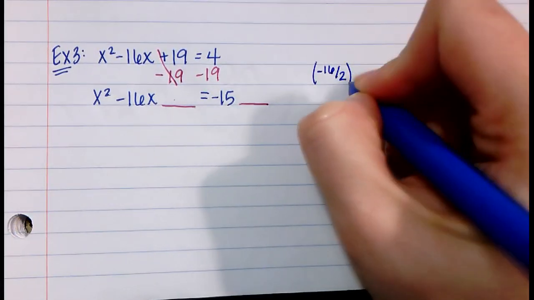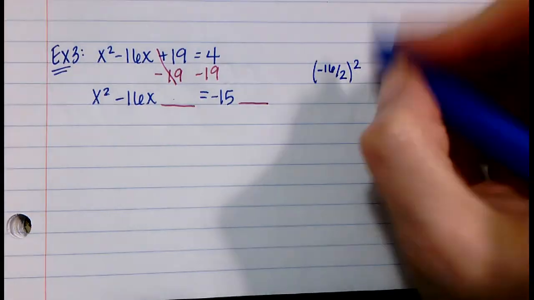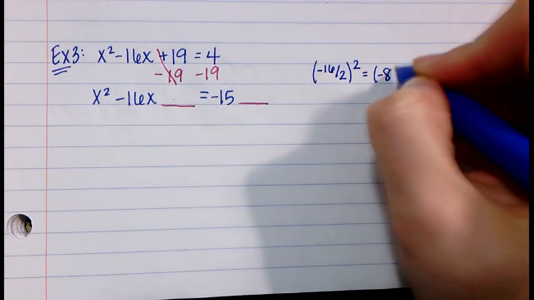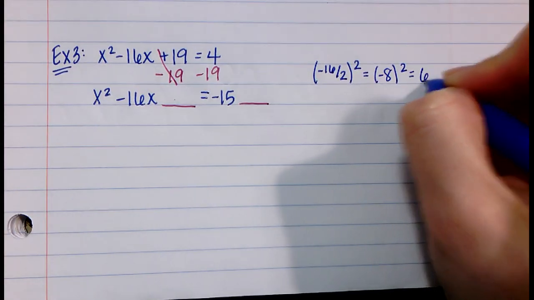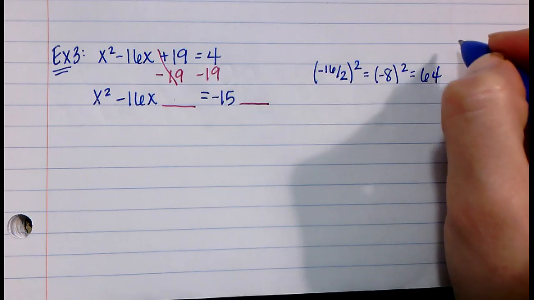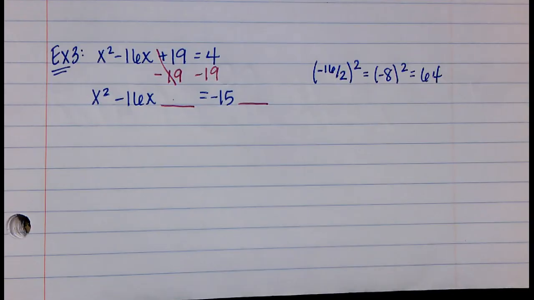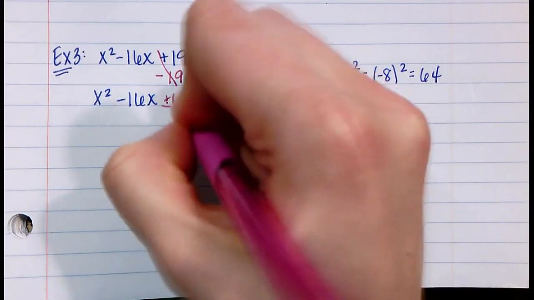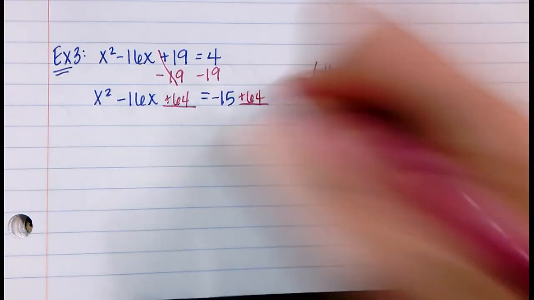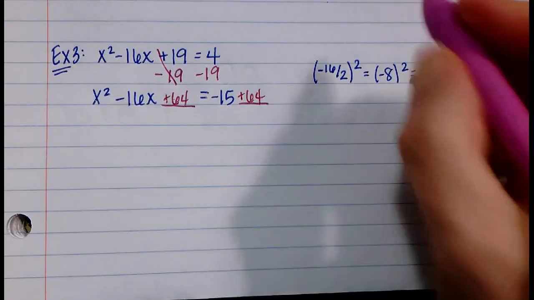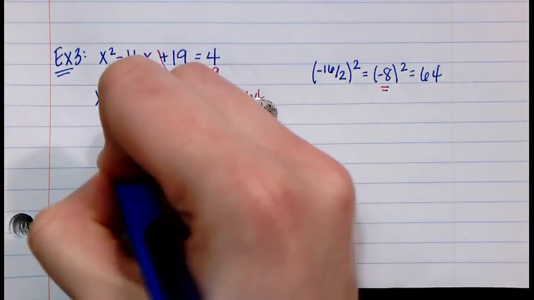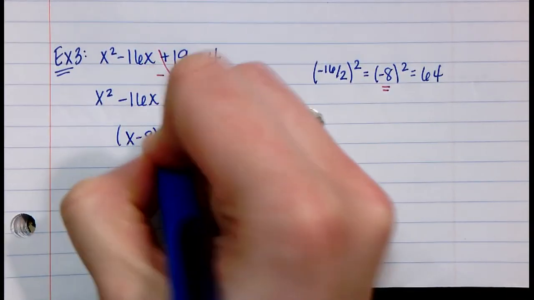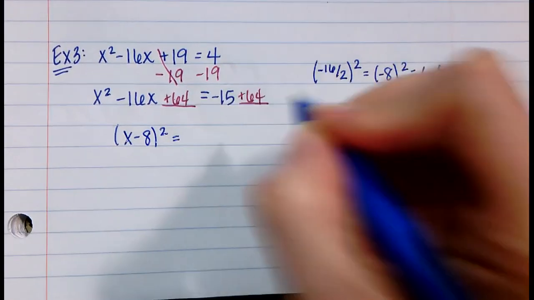-16 divided by 2 is negative 8. Negative 8 squared is positive 64. So we would write 64 plus 64 in both of the blanks. The negative 8 lets me know that in the factor it will be x minus 8. So I would have x minus 8 squared equals, and negative 15 plus 64 is 49.